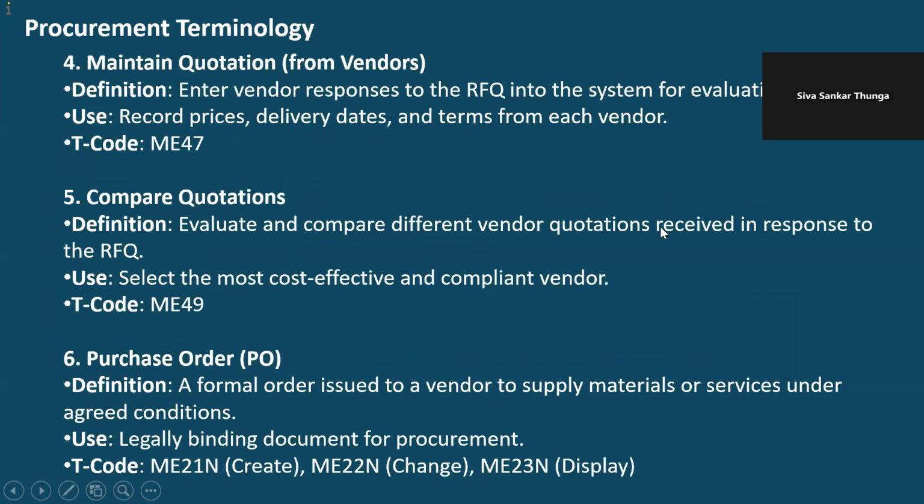Evaluate and compare the different vendor quotations received in response to the RFQ. At this stage we maintain three different quotations with three different vendors. This is a comparison, just like a table comparison. They will compare the three vendors and select the most cost effective and compliant vendor. Compliant means he has to comply with the quality as well as the specifications that we mentioned.